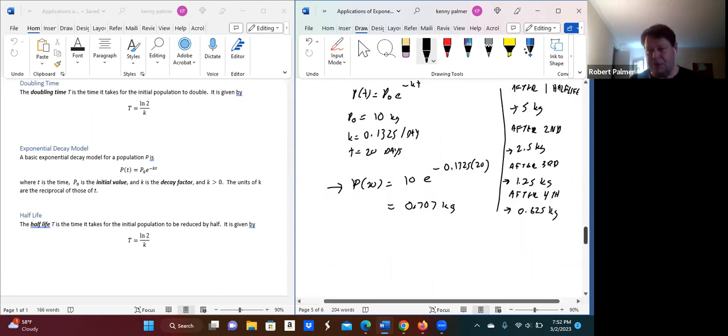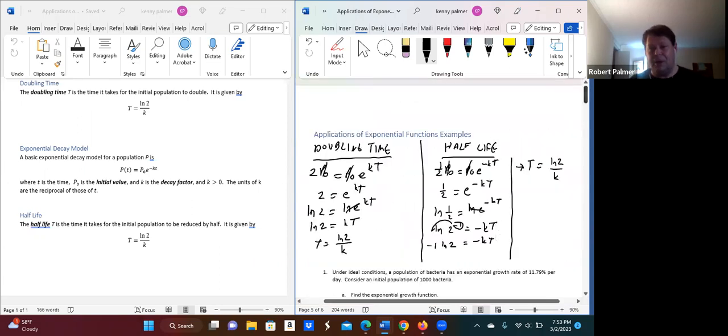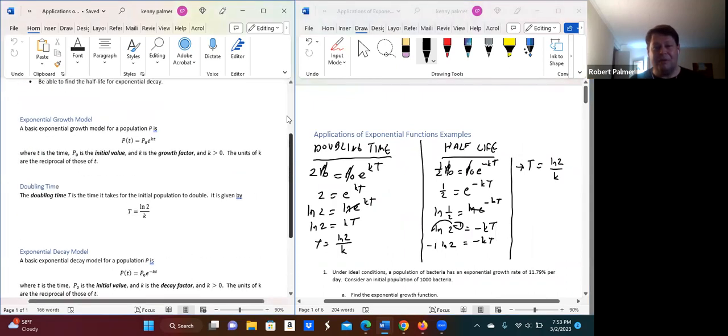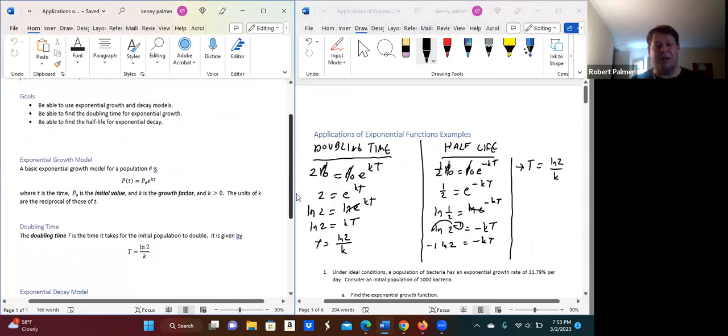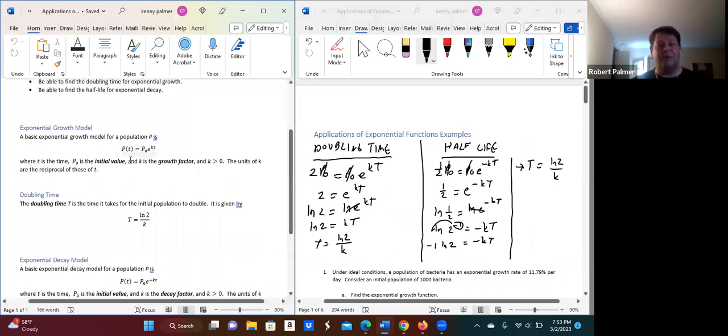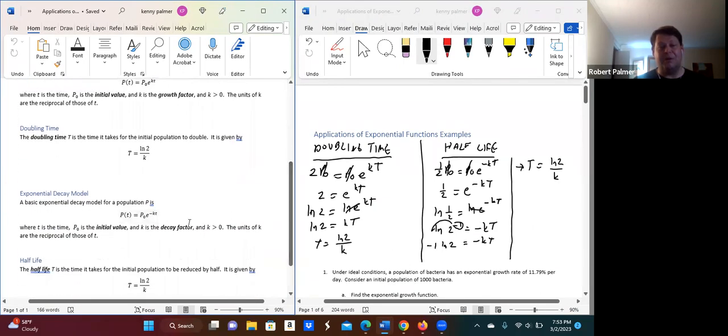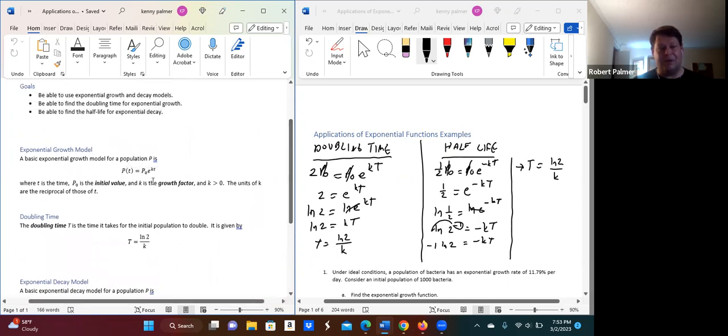Okay. So let's review what we learned today. We looked at some applications of exponential functions, specifically exponential growth and exponential decay. In the exponential growth model, we start with the initial amount P0, then K is our growth factor. If it's exponential decay, there is a negative out front. And then T. Once again, the units of K and T are linked. Whatever T is in, whether days, seconds, minutes, or hours, the units of your growth factor or decay factor are 1 over those same units.